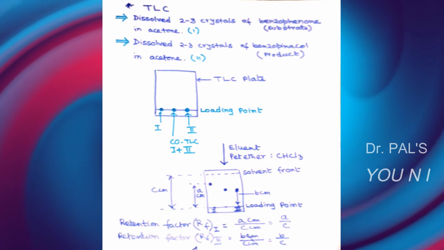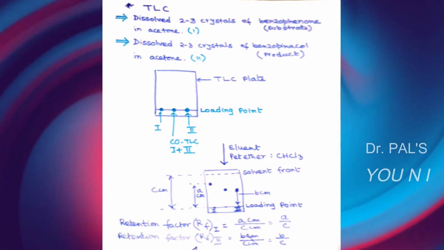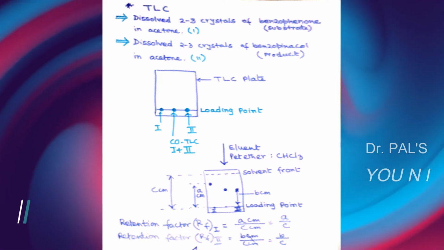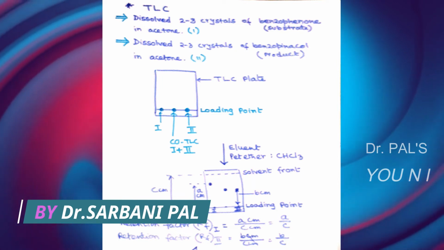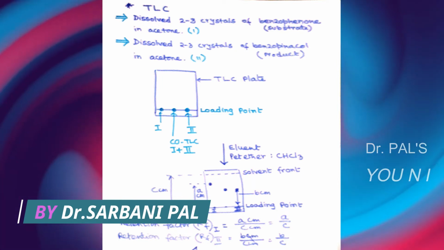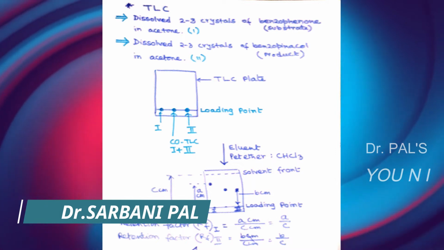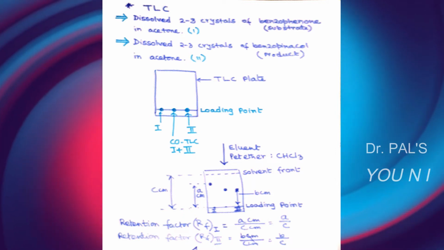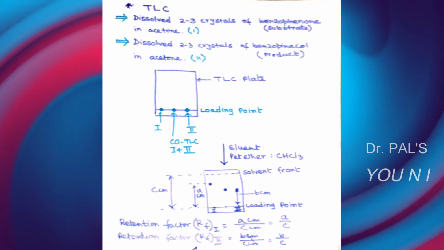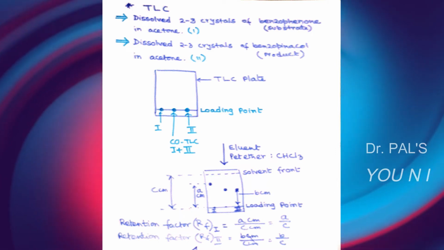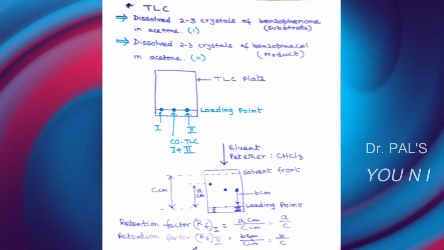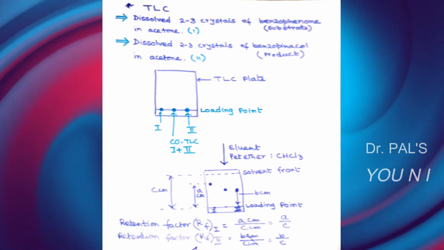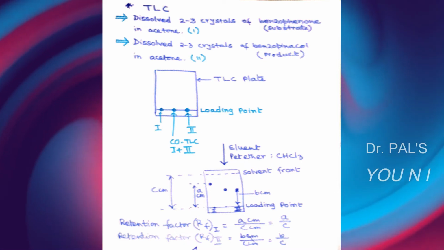In order to check the TLC, we take the newly formed crystals from the test tube and dissolve them in acetone. In another container, we take benzophenone and dissolve it in acetone. So we will have two solutions in acetone: one is the product formed in the test tube, and the other is the substrate benzophenone.